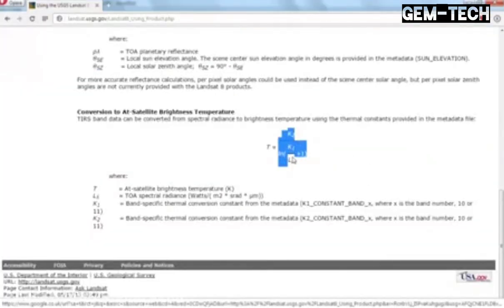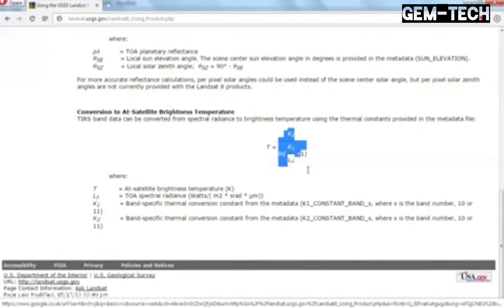This formula gives you the brightness temperature that's been received by the satellite at the time that your image was taken. So this is not really the temperature on the ground. This is just the temperature at the satellite. So we're going to go two steps further after calculating this to derive the actual ground surface temperature. It's going to be a fairly long video, so I suggest you go grab coffee maybe.